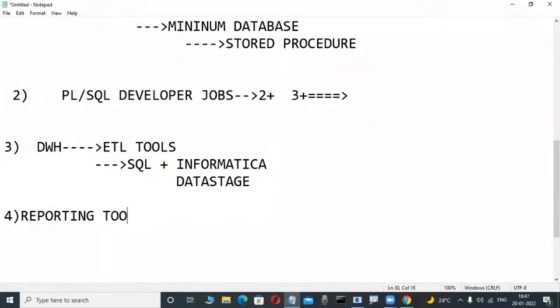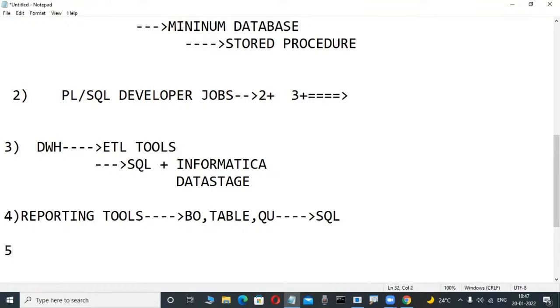There are so many reporting tools worldwide. In Oracle, there are BOS and OBI. Nowadays there are also Tableau and QlikView, so with these tools it's easy. To get a job, minimum basic SQL knowledge is required. Those persons also learn these courses.